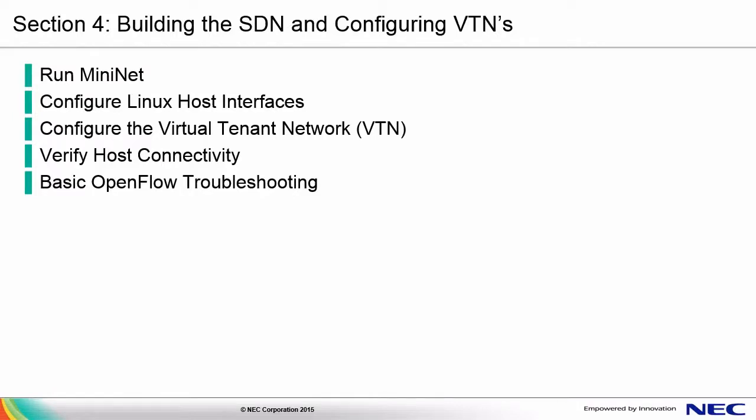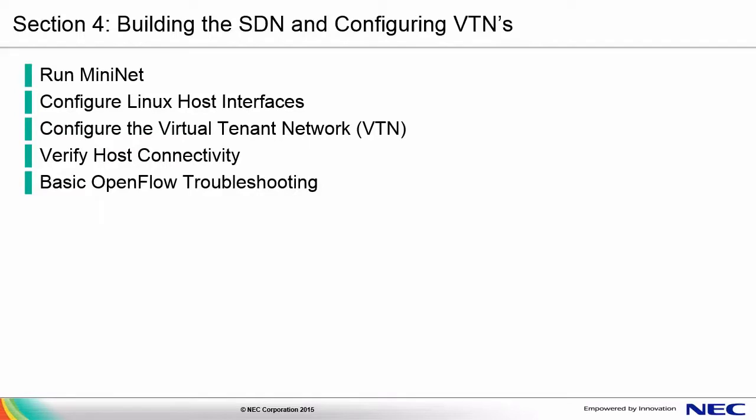Second, we'll show you how to configure Linux host interfaces in Mininet so you can configure more complex scenarios using VLAN tagging. Third, we'll show you how to configure an NEC virtual tenant network. For those familiar with MPLS VPN technologies, a VTN provides layer 2, layer 3 connectivity, similar to MPLS layer 3 VPN and VPLS. Fourth, we'll show you how to verify host connectivity for hosts in Mininet so you can pass traffic over the OpenFlow switch. And lastly, we'll show you how to perform some basic OpenFlow troubleshooting. When we finish this step, you'll have a working virtual SDN environment.